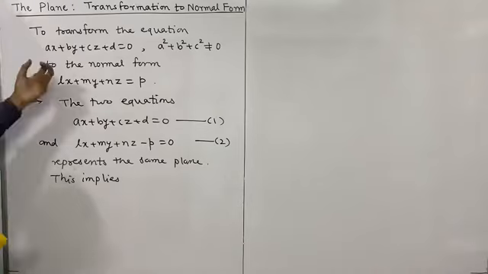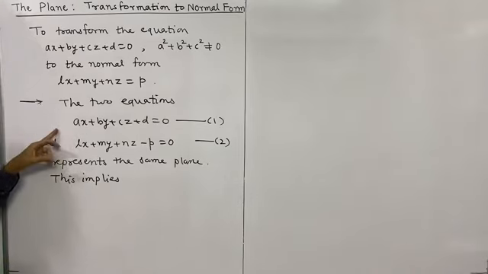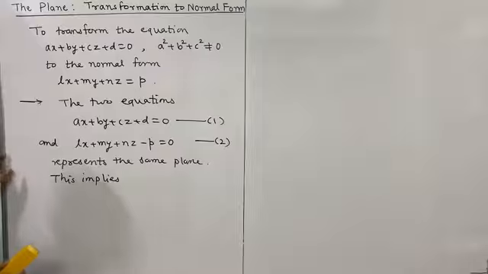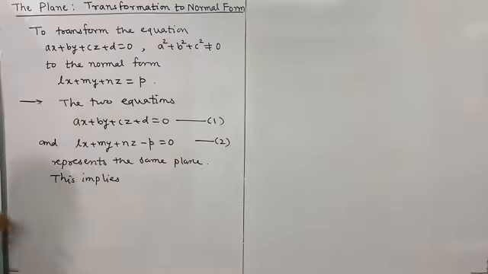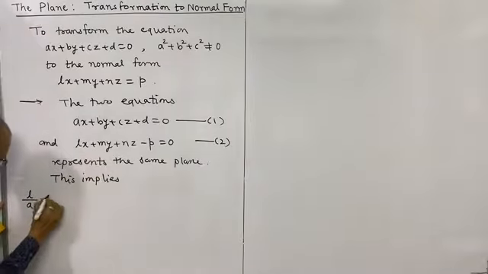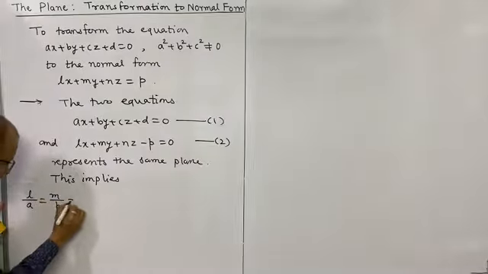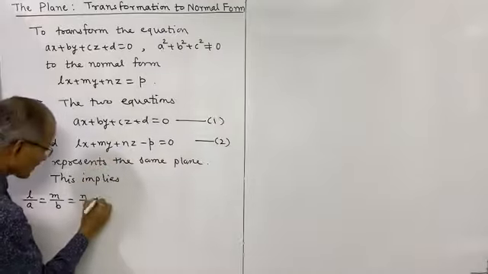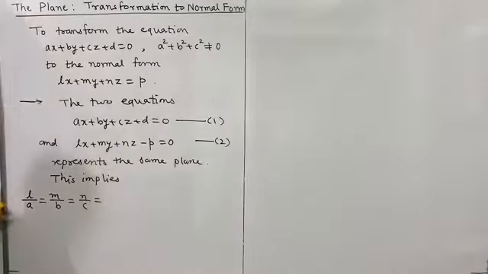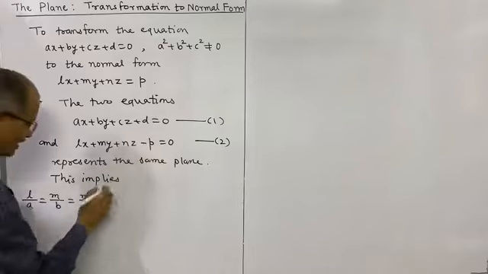Now we may consider the ratio as A upon l or l upon A; anyway, next we want the values of l, m, n, so we will consider l at the numerator and A at the denominator. So this implies l upon A is equal to m upon B, is equal to n upon C, and is equal to negative p divided by d.